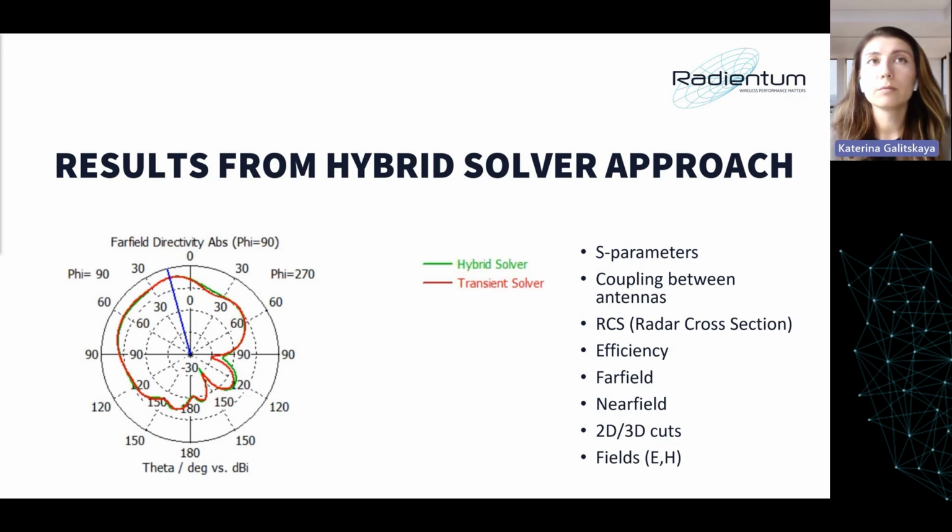And depending on the solver combination that you choose, you can get all these results that are listed. So basically, you can get everything that you can get from the time domain and frequency domain solvers with one model and one solver. With the hybrid solver approach, you can get the same results. Also, 2D and 3D far fields, and field representations, as was shown on a previous slide. Efficiency, and radar cross-section, which is important for automotive radars. And of course, you can get coupling between antennas. If you have several antennas, you can get that as well.